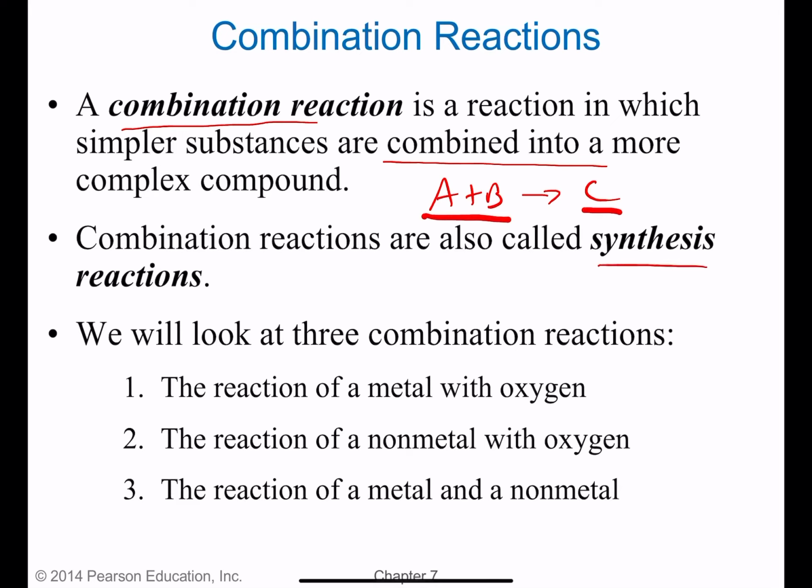They're also known as synthesis. So we're going to look at 3 different types of combination reactions, 3 specific examples. Anytime we have a metal with oxygen, it's usually a combination or synthesis reaction. If you have a nonmetal with oxygen, it can be a combination or synthesis. And then the reaction of a metal with a nonmetal.